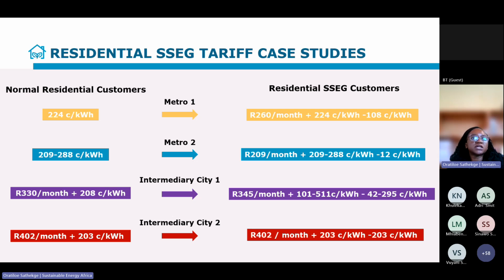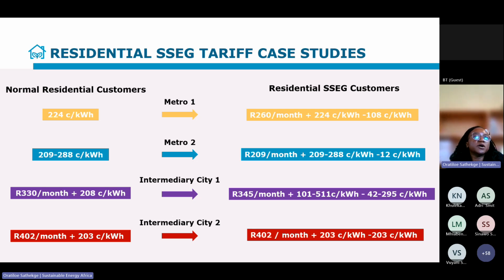If you look at Metro City 1, they had a basic charge of 224 cents per kilowatt hour. Metro City 2 was on an incline block tariff, while Intermediary City 1 and 2 had a basic charge of 330 and 402 Rand per month, respectively. And then they also both had energy charges of about 208 cents per kilowatt hour for Intermediary City 1 and 203 cents per kilowatt hour for Intermediary City 2.